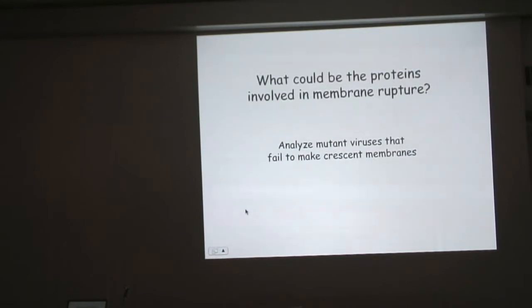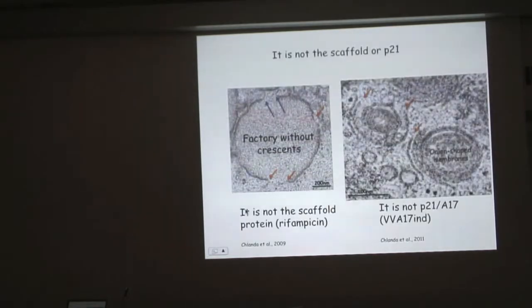What we try to do is basically naively to analyze mutants of the virus that are unable to make crescent membranes, assuming that these could give us a hint as to what is required for membrane rupture. And all that we know is what is not involved. It's not the scaffold protein, because as I showed you before, when you treat the cells with rifampicin, you make membranes that are unstructured, and these membranes are open.